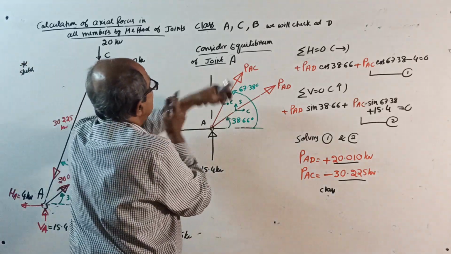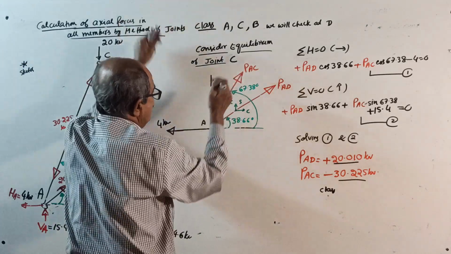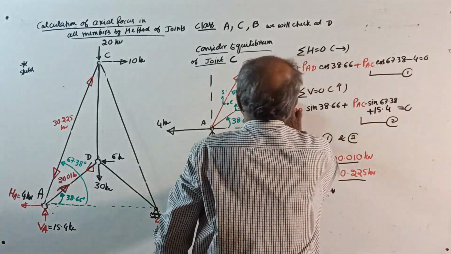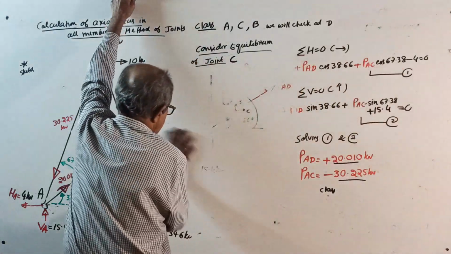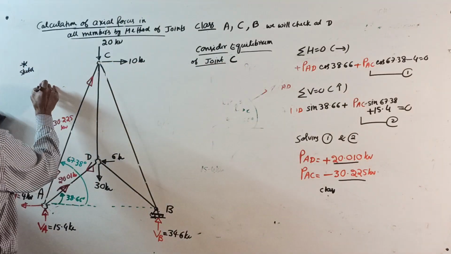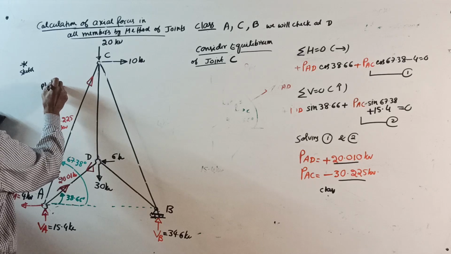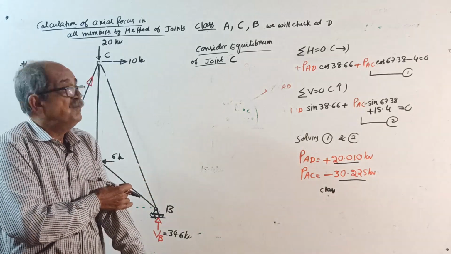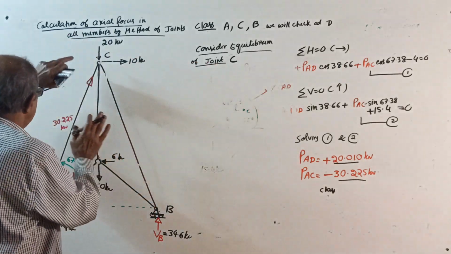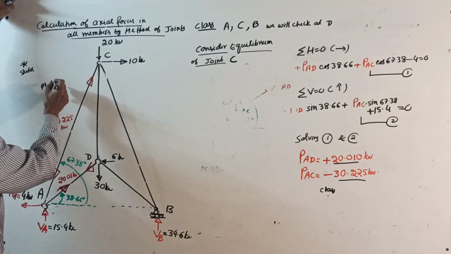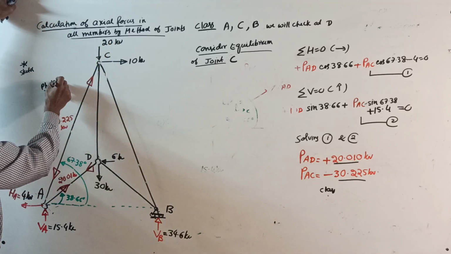Next we decided joint C. Okay, I will solve in front of you. Take one photograph with this data. Before you start, take a photograph, very important. Before I start anything, in the beginning, without any member force, take one photo. Now take photo 2.